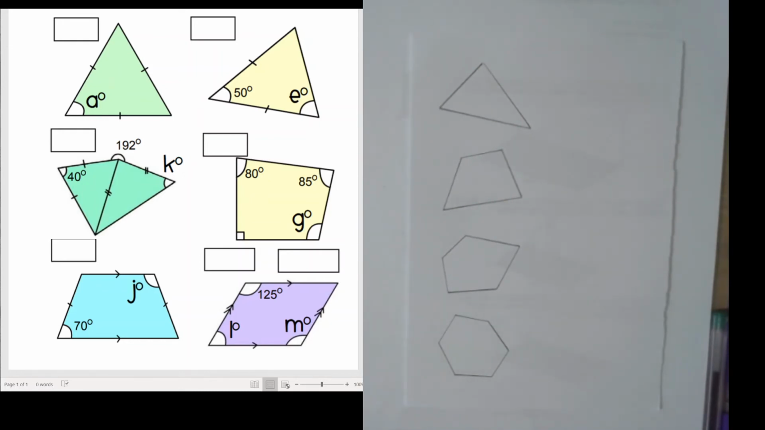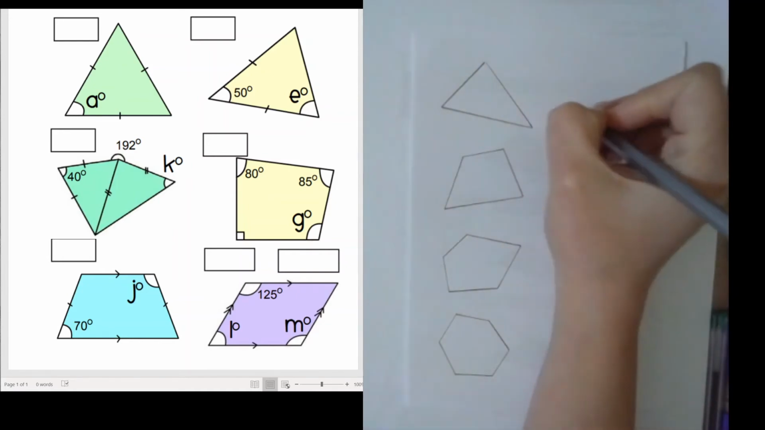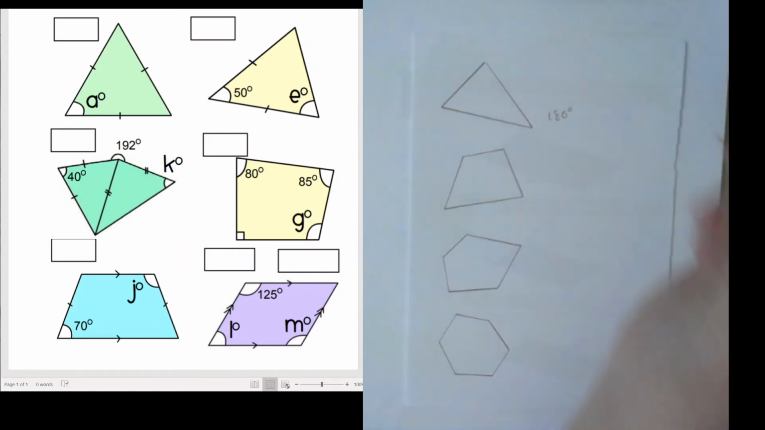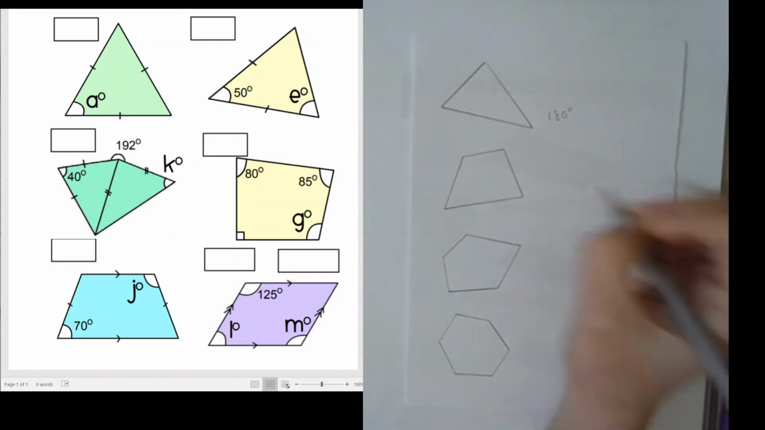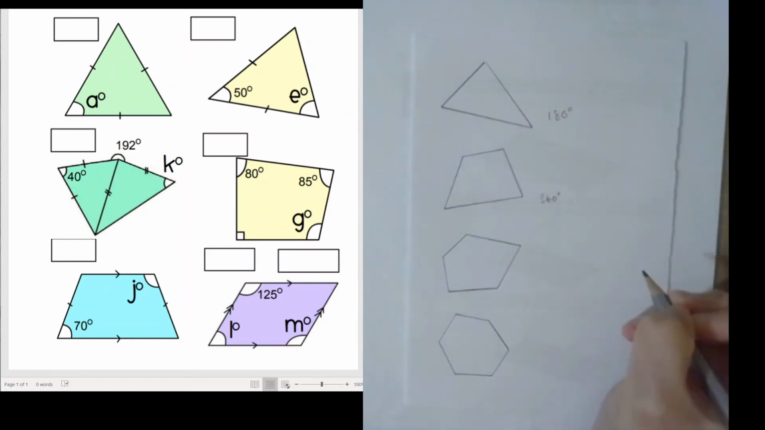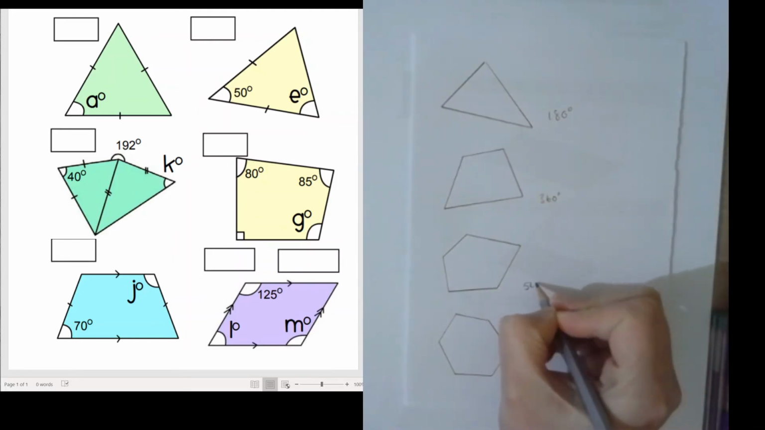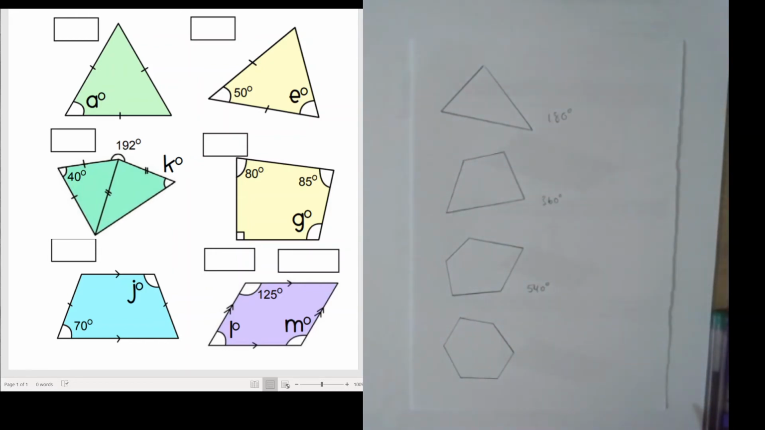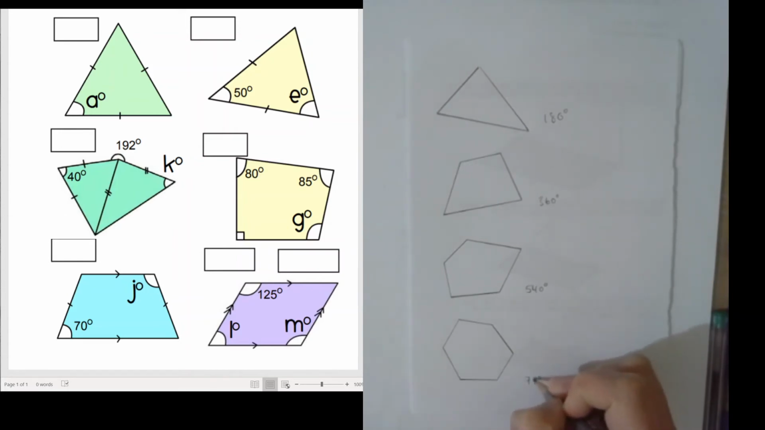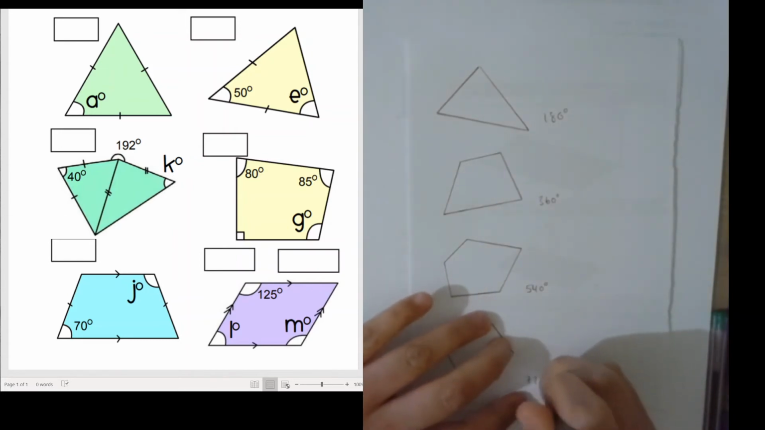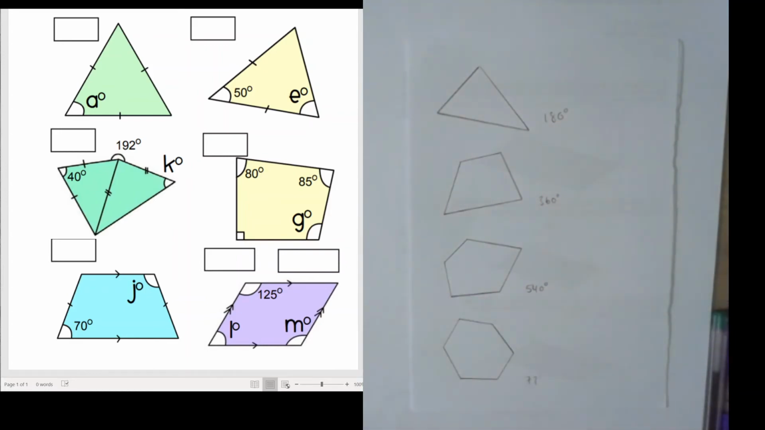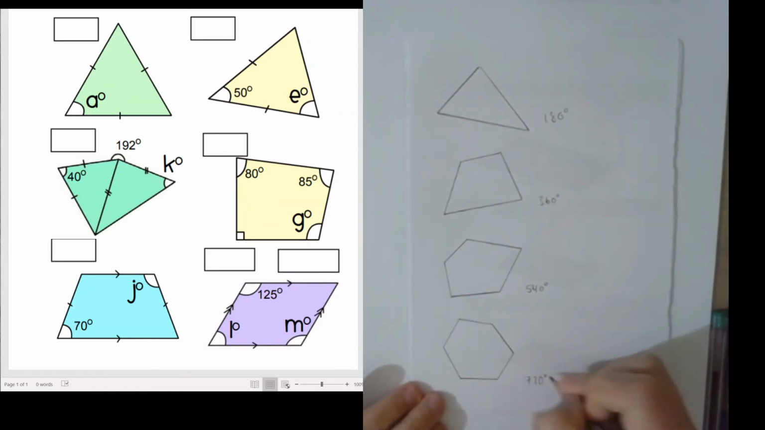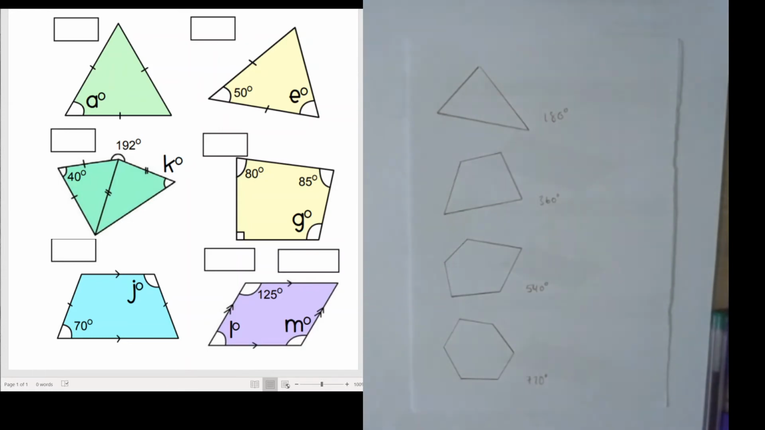Okay, so I'm assuming you have now unpaused. So when I'm looking at each of these angles, the angles in the triangle should have added up to 180 degrees. The angles in the quadrilateral should have added up to 360 degrees. The angles in the pentagon should have added up to 540 degrees. The angles in the hexagon should have added up to 720, not 72 degrees, as I nearly wrote there. Okay, so those are what you should have added up to.